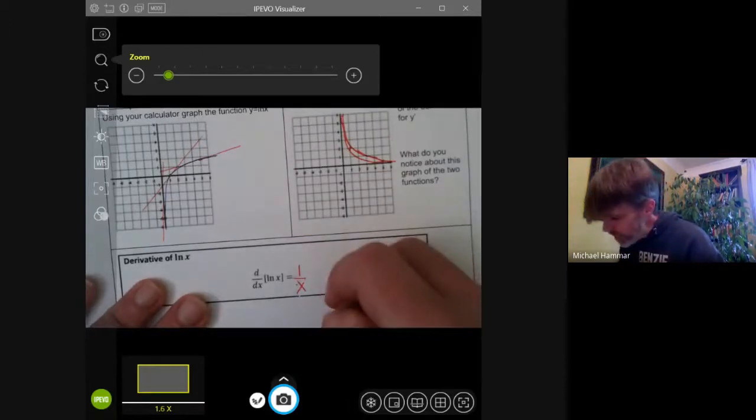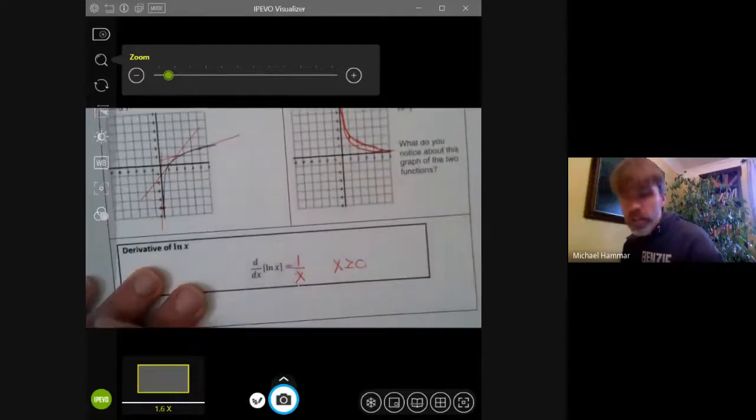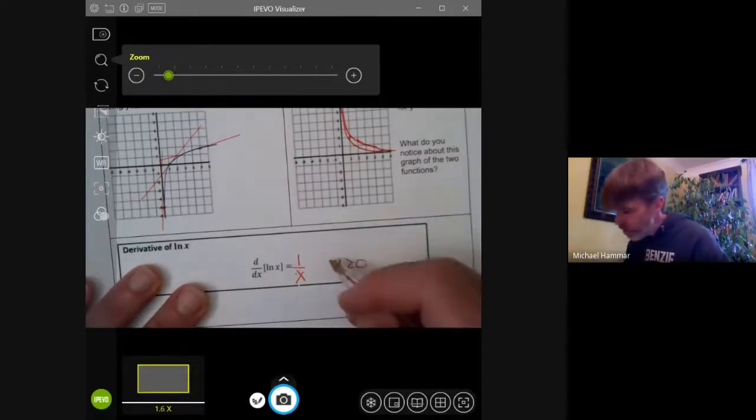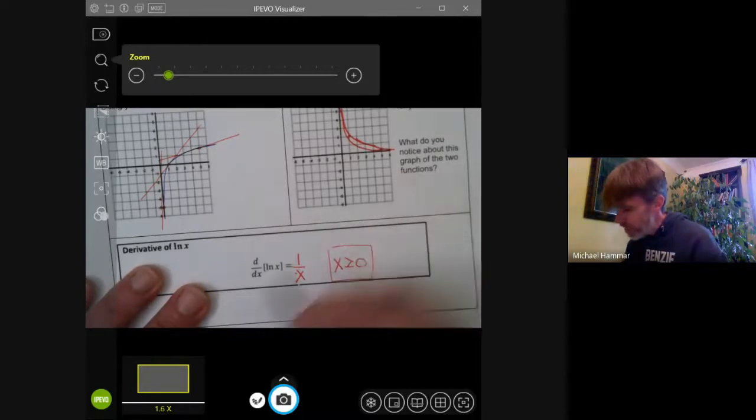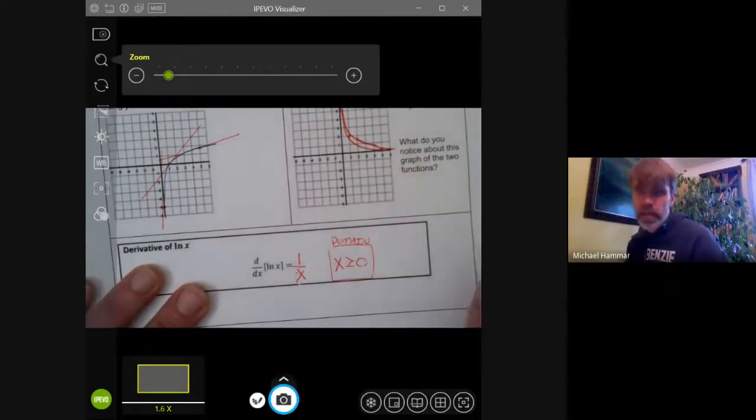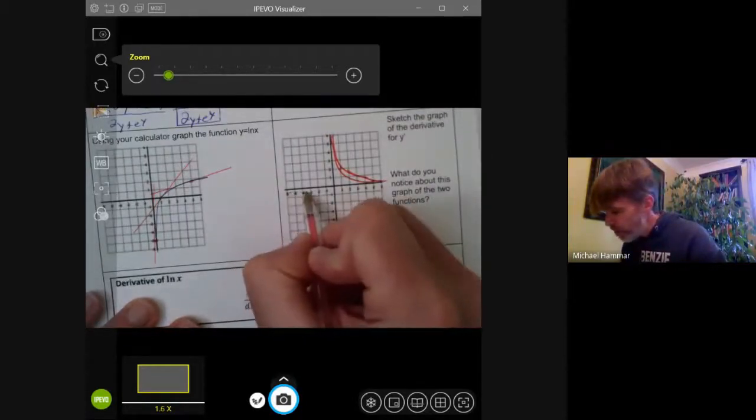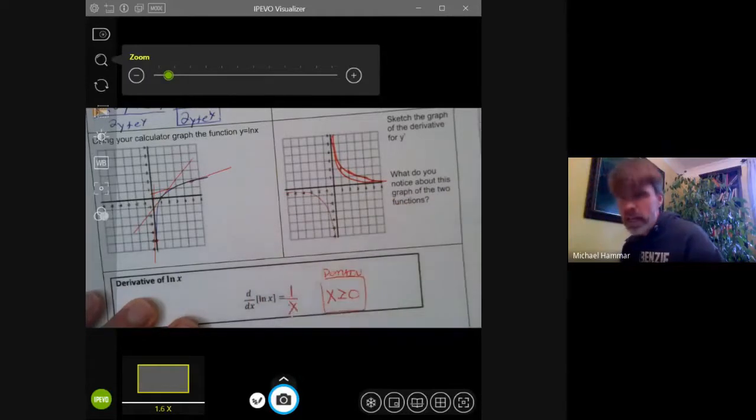Now, the thing is that in our domain, x does have to be greater than 0 for the natural log function. You cannot take a natural log of something that's negative. So we only focus on anything greater than 0. This is our domain for this function. So we only focus on this half. If you remember, with the reciprocal function, there also is that other half. This part is not included when we're talking about natural log.